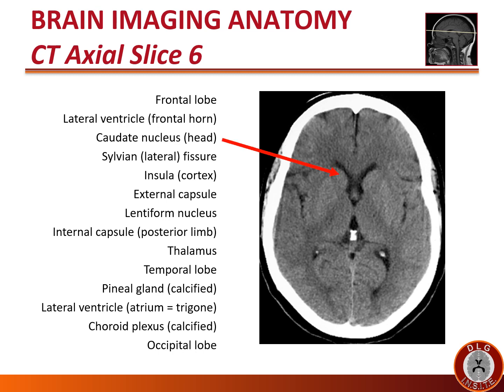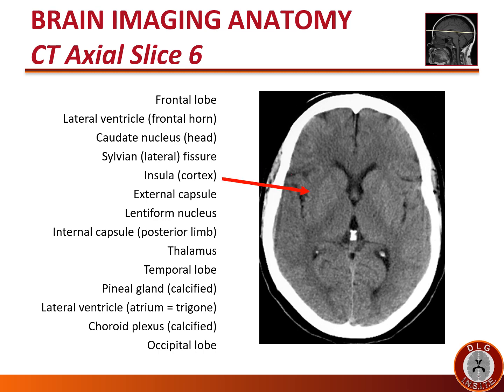Just lateral to the frontal horn of the lateral ventricle is the head of the caudate nucleus, a lighter gray structure because it's composed of compact neurons, and this forms part of the basal ganglia. At this level, we continue to see the sylvian or lateral fissure.